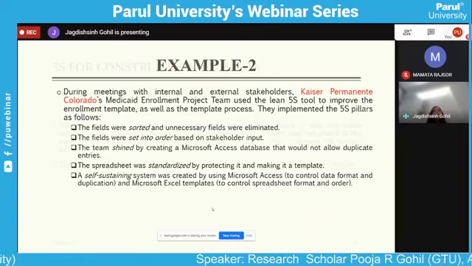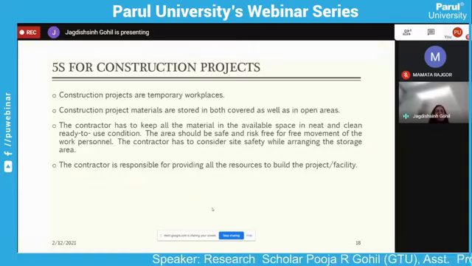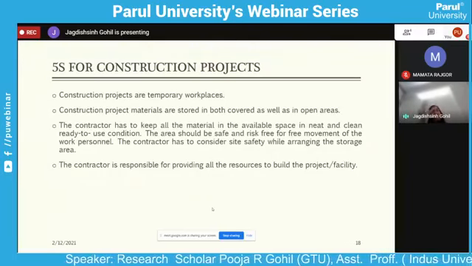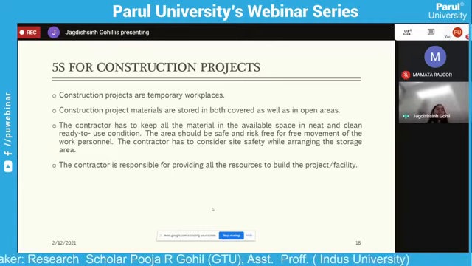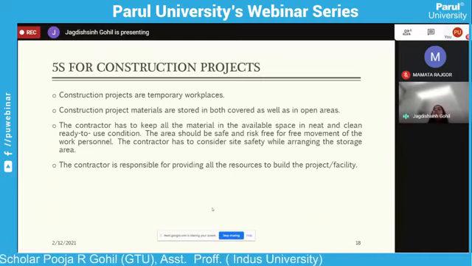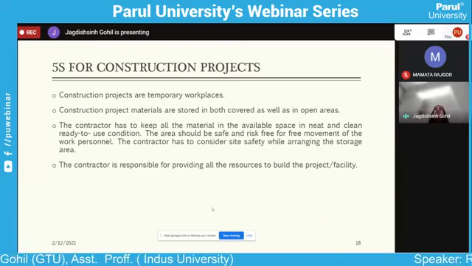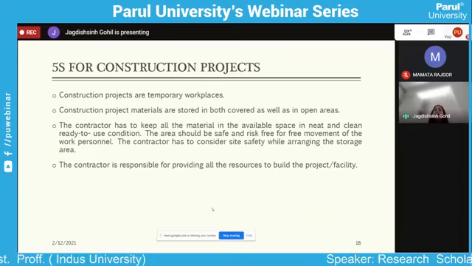So these were examples apart from construction projects. Now talking about construction projects, for us, we can mainly focus on material as well as equipment where we can follow this concept. We all know our projects are temporary in nature, right? And we have to store our material in covered as well as open areas. We have to store it in both places.